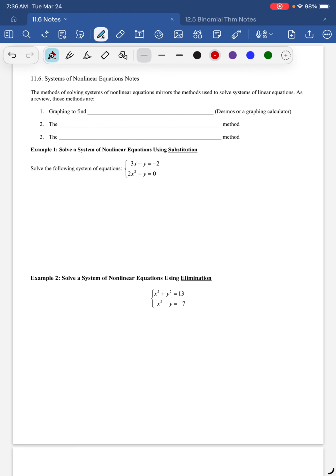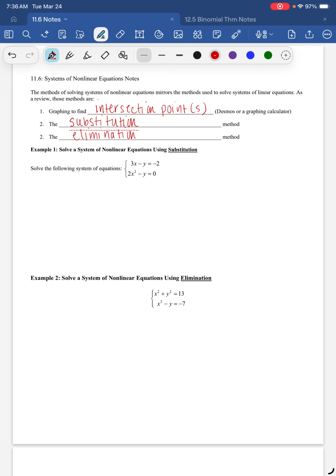So we're going to look at solving systems of nonlinear equations, which means not lines. And there are three different ways that we can solve a system of equations, just like we did for lines. So we could graph to find the intersection point using Desmos. And there could be more than one intersection, and I'll show you an example of what that might look like. And then we're going to talk about substitution, and we're going to talk about elimination.